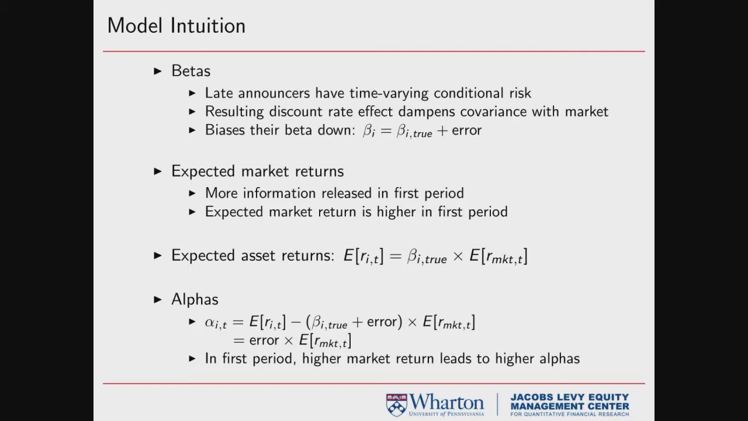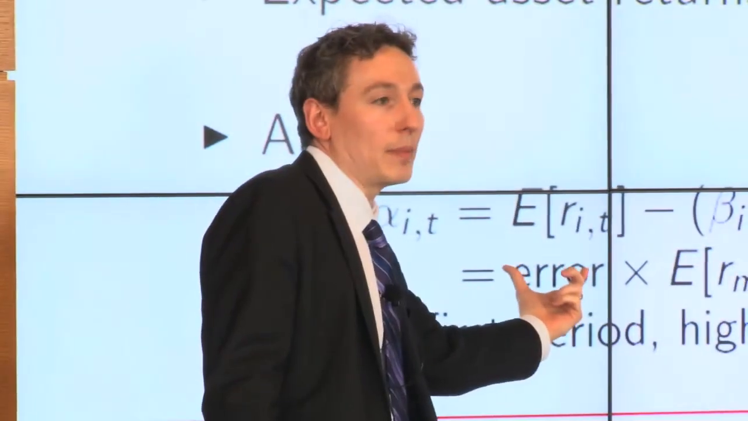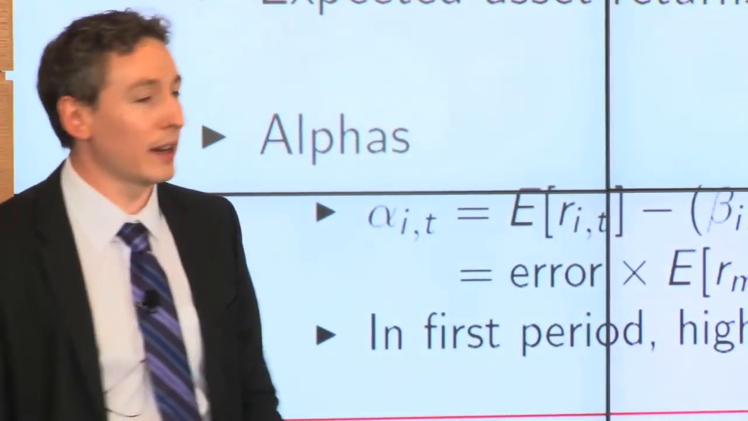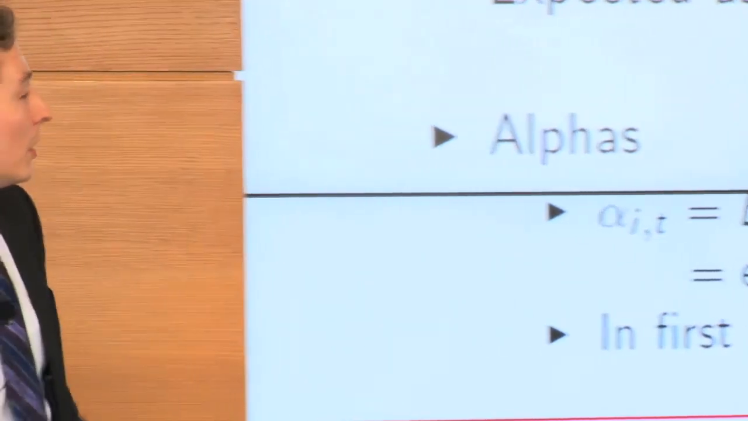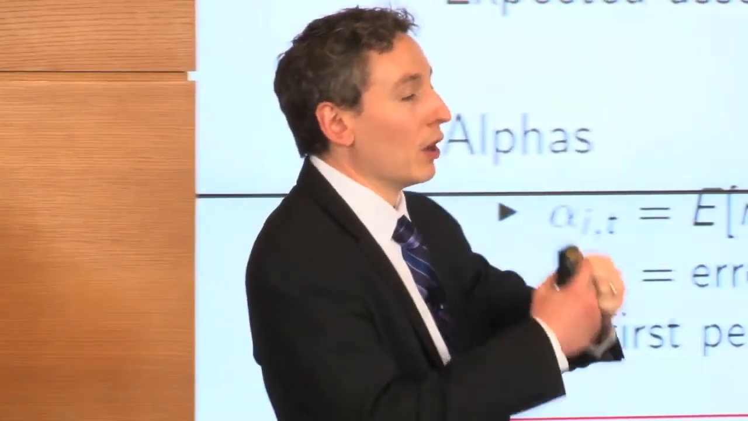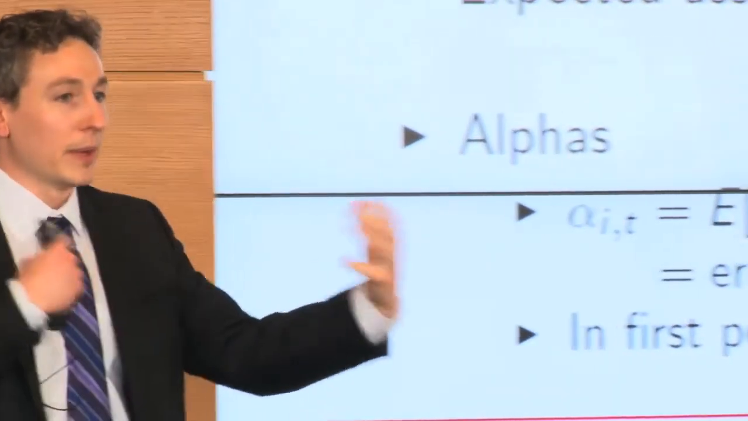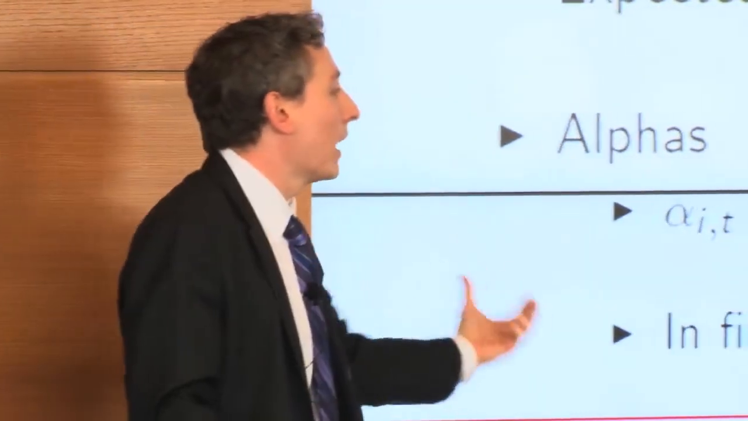So we're going to have some error at the end of the day, this error in our beta measurement, and it's going to be proportional to the size of the return in the market. Because the market return is bigger in the first period, since we have larger amounts of information released, our alphas are going to be higher in the first period.